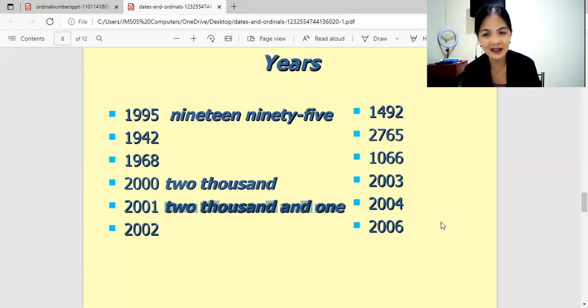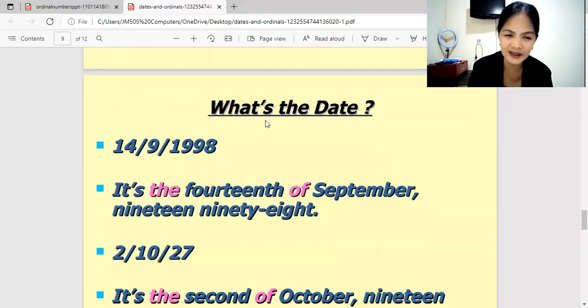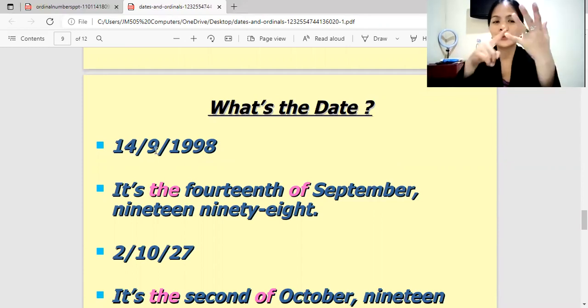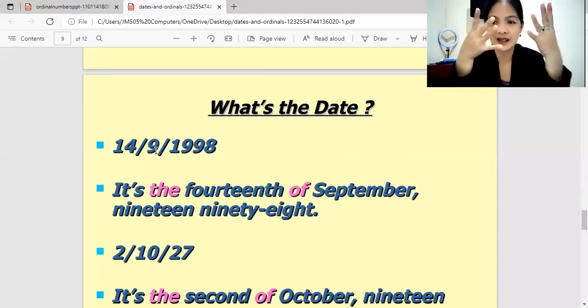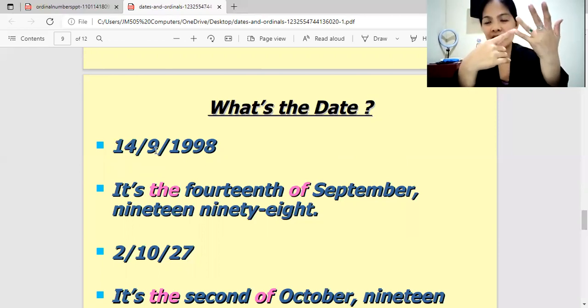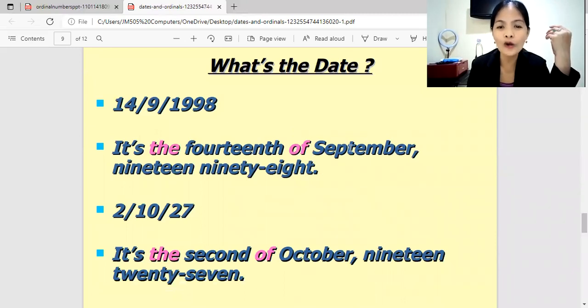2006. Okay? Understand? Very good. It's easy. What's the date? 14/9/1998. Look at this. It's the 14th, only 14. And then 9. January, February, March, April, May, June, July, August, September. It's the 14th of September.